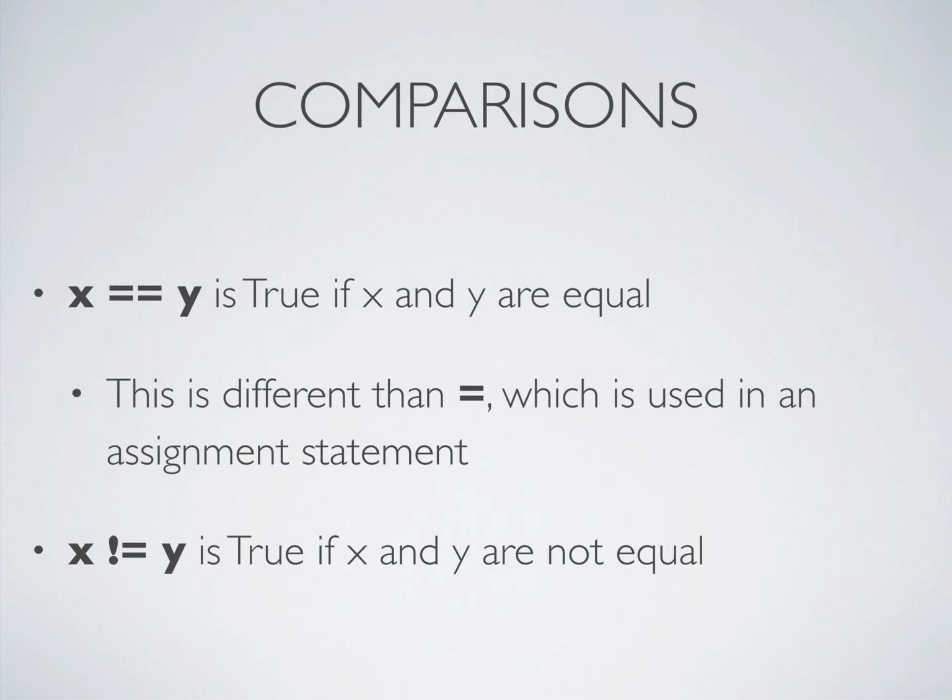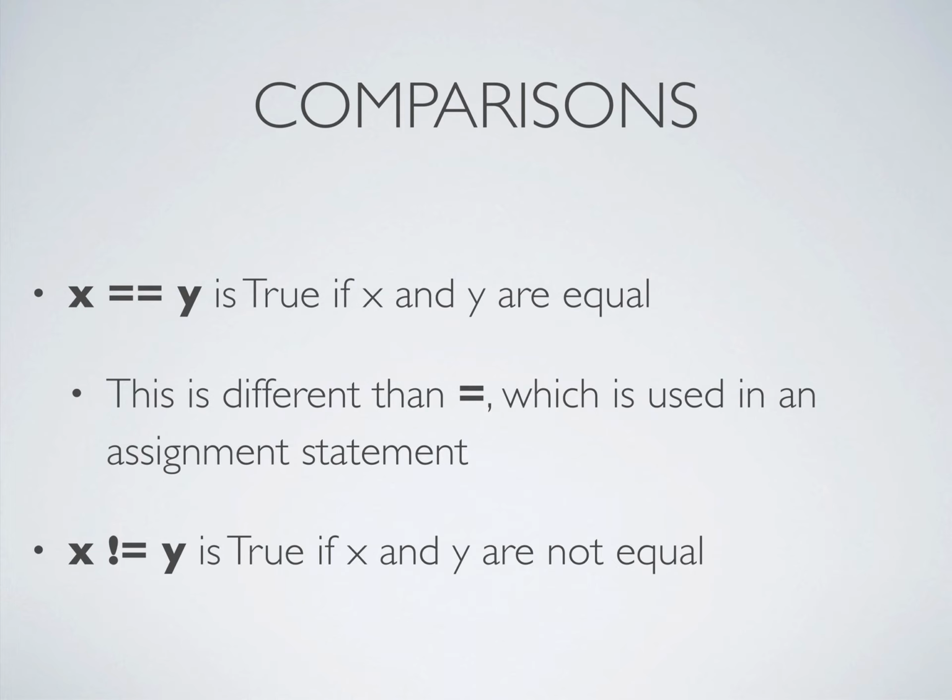Remember, with the single equal sign, we are doing an assignment statement. So be really careful about these comparisons. The double equal sign is checking to see if they're equal. A single equal sign is the straight up assignment statement, putting something on the right hand side into the variable on the left hand side. So be careful about doing these equal to comparisons. Make sure you have the correct number of equal signs.